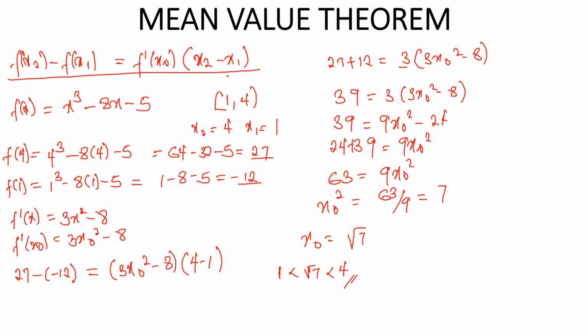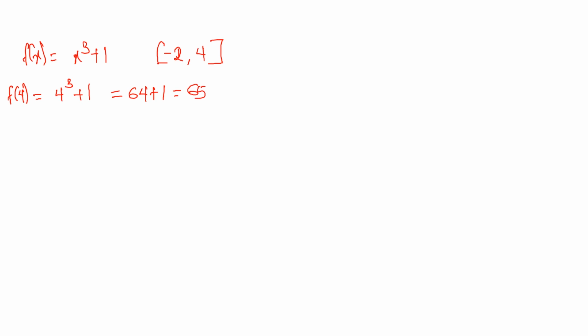So let's go on to another example. If you are given a curve also, f of x is equal to x cubed plus 1 with the interval of minus 2 to 4. The first thing we do is look for our f of 4. F of 4 will be 4 raised to the power of 3 plus 1, which is 64 plus 1, which is 65. Then f of minus 2, which is minus 2 raised to the power of 3 plus 1, which is minus 8 plus 1, which is equal to minus 7.